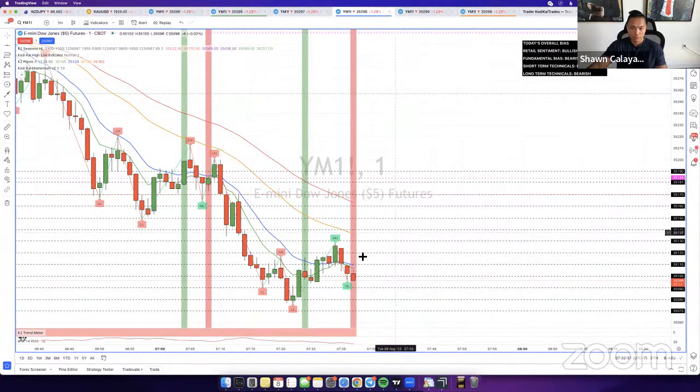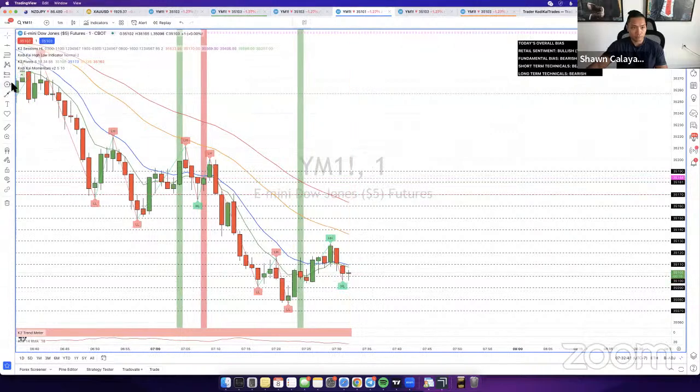It's been solid. Okay, we have a sell signal right here. Perfect. Maybe we have a possible entry here, but we got to actually wait for that confirmation.